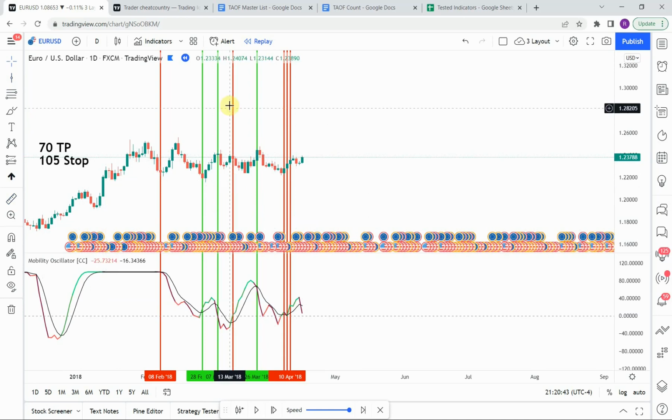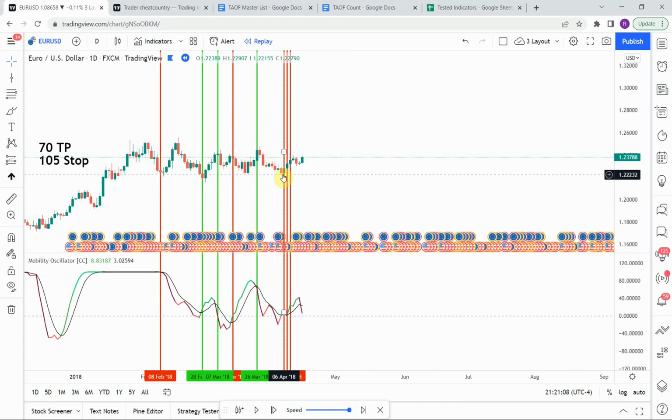All right, so we pick up this long right here on this one, but unfortunately we immediately get a push to the downside in price action, which does come down and stop us out. Then we get this short right here, and again it was right at the turning point where we then get this nice little push to the downside, getting us to our take profit.